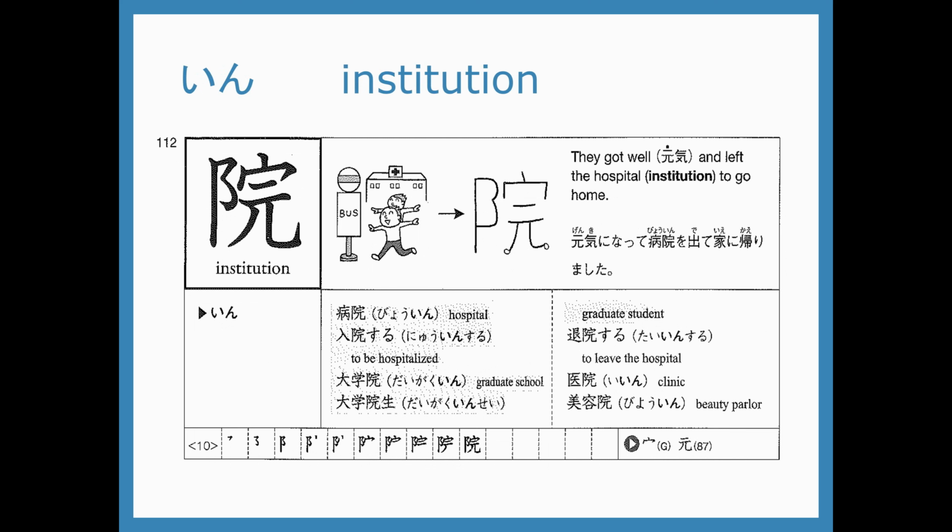And lastly, we'll talk about the in that we use in byoin. We talked about byoki and the byo in byoin, now we'll talk about the in in byoin. This is also the in in 入院する, to enter a hospital, to be hospitalized. And it's the in in 大学院 and 大学院生, graduate school and graduate student.